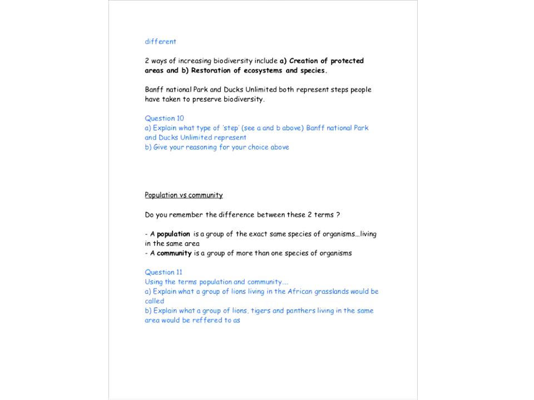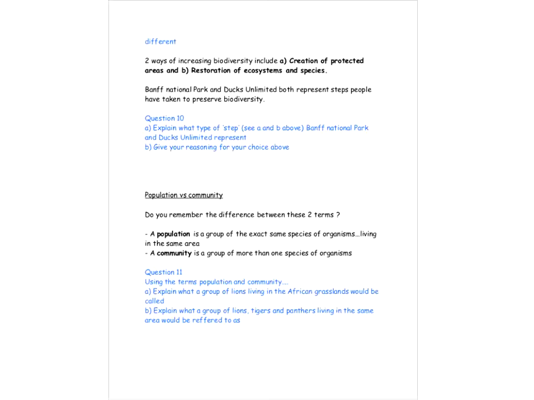So, okay, we got that answer here. Now, let's just go through population versus community. What was the question on the last one, Maddie? We said that Banff National Park and Ducks Unlimited represent steps people have taken to preserve biodiversity. The question was, what type of step do they represent? I said C, A, and B. A was creation of protected areas, and B was restoration of ecosystems and species.